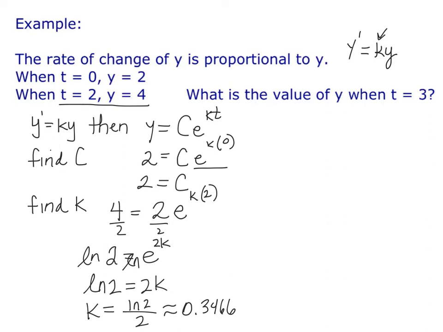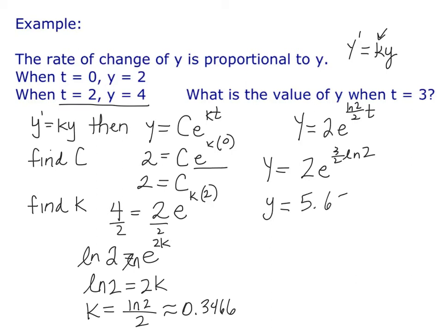Okay, so now that I have an equation, my equation is y equals, c is 2, e. I know what k is. k is the natural log of 2 over 2 times t. That's my equation. And it says, what is the value of y when t is 3? So this is just a calculator problem now. y equals 2 e to the 3 halves natural log of 2, and so y is going to equal approximately 5.657, and that is your value of y.